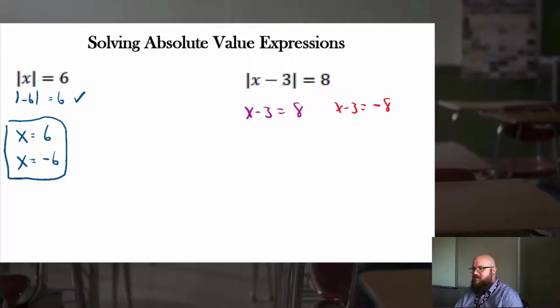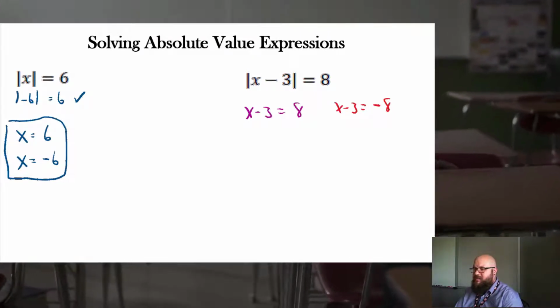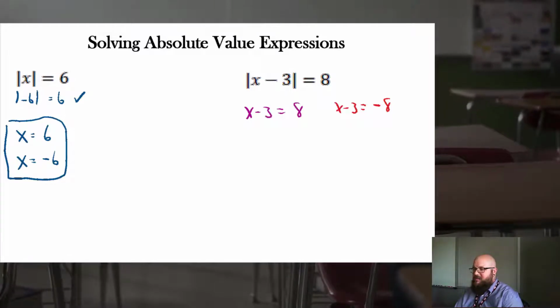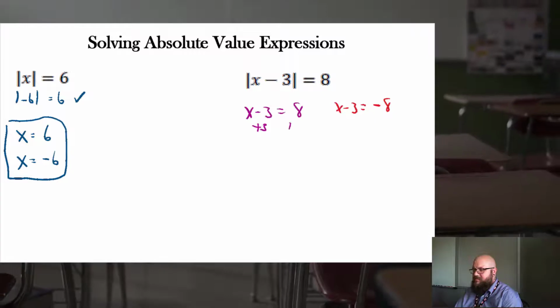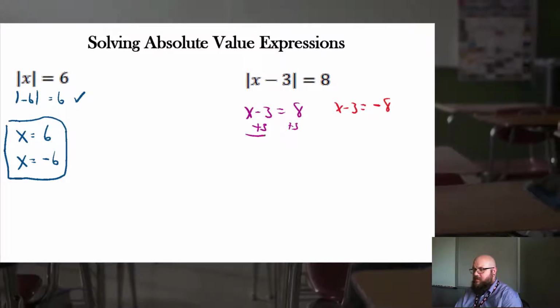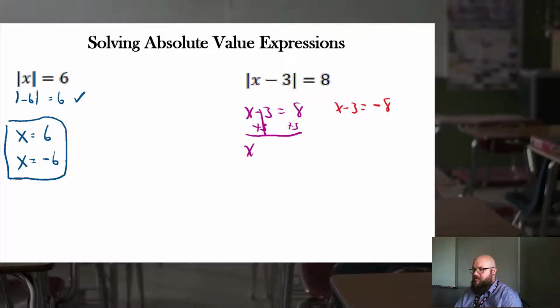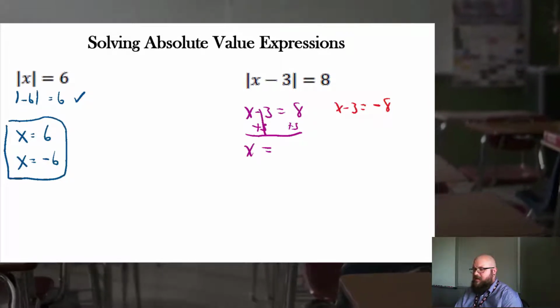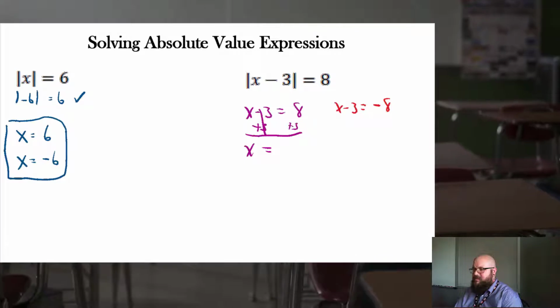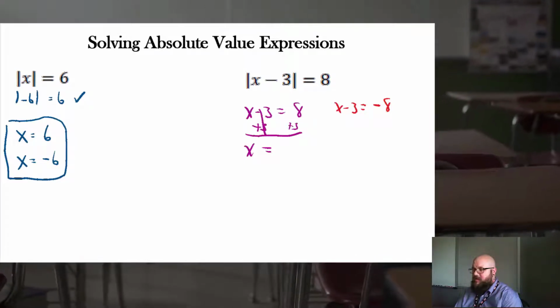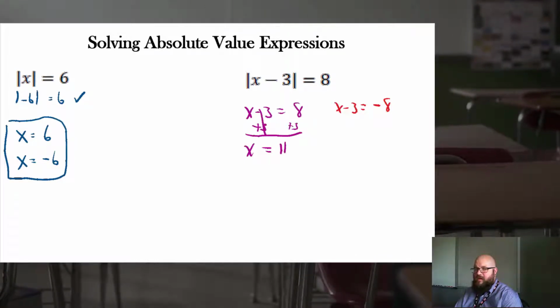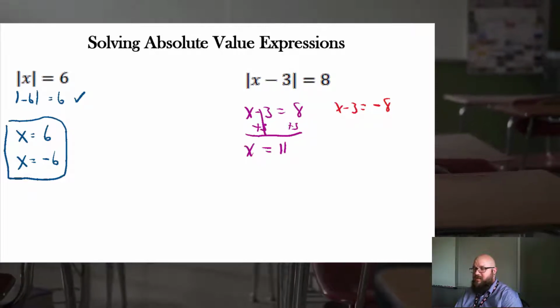So let's look at this. The first one we had, x minus 3 equals 8. To get rid of this 3, I'm going to add 3 to both sides. I'll be left with an x over here, my 3's will go away, and x is equal to 8 plus 3, which should give me 11. All right, so we got 11 for one of our answers, and we'll check that.